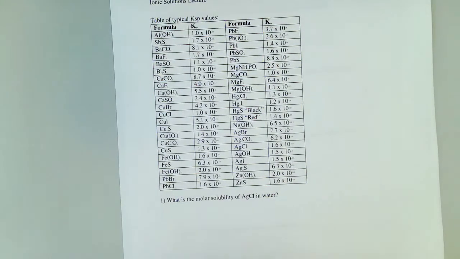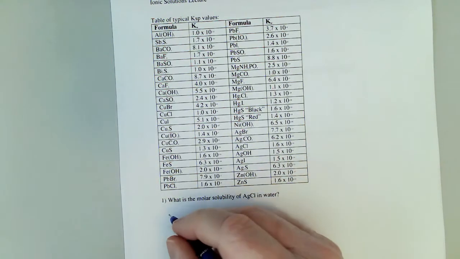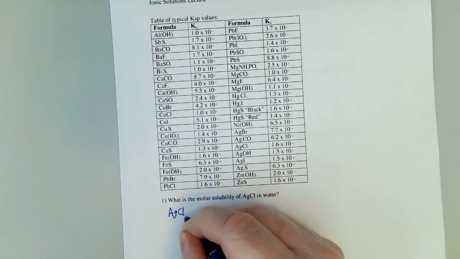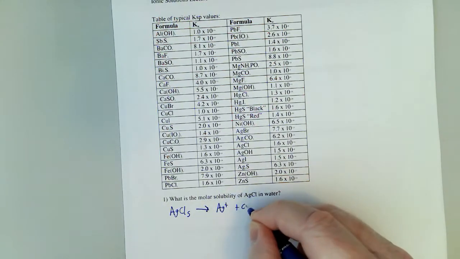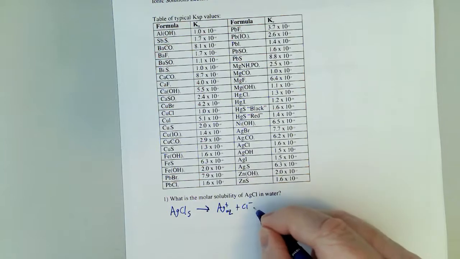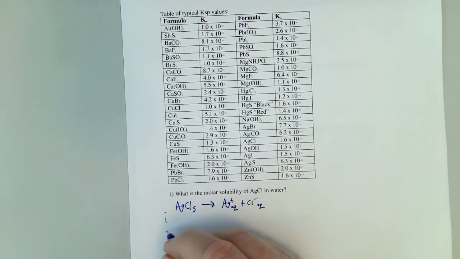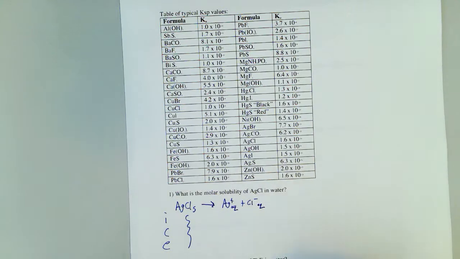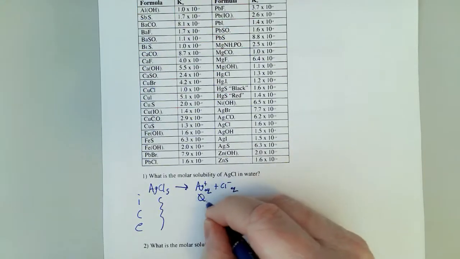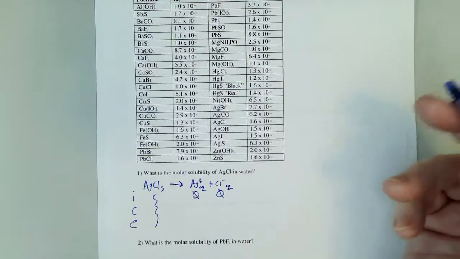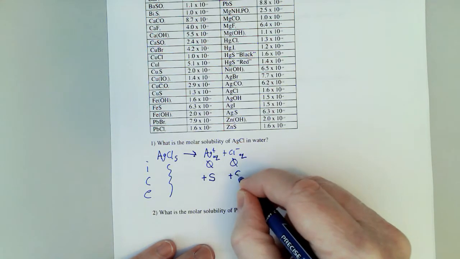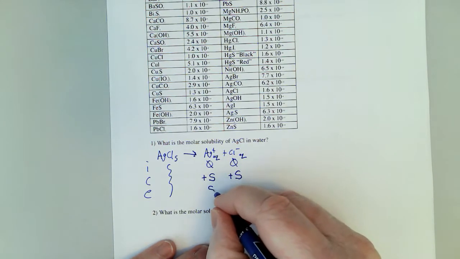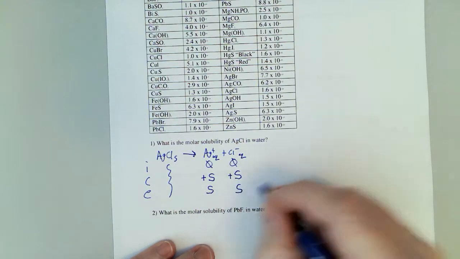So now, what's the molar solubility of AgCl in water? So AgCl, solid, breaks down into Ag+ and Cl-, which are both aqueous. ICE, ignore that because it's a solid. 0, 0. Now I could write plus X. It's just typically the AP exam uses the letter S. A lot of textbooks use S also. S stands for solubility. Okay?